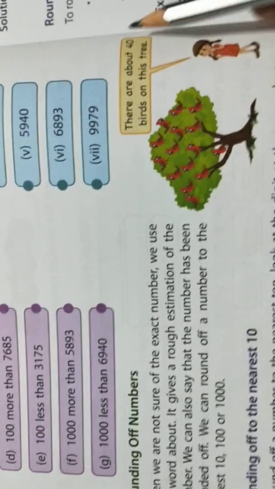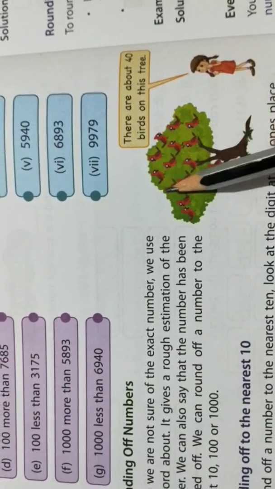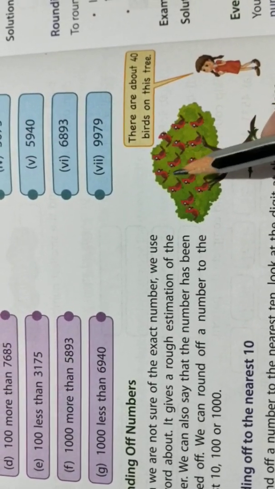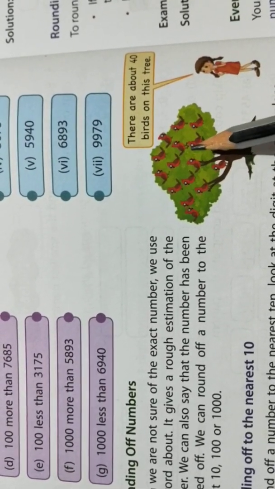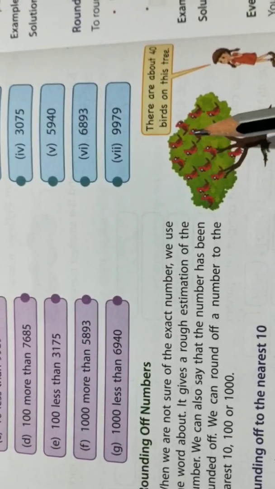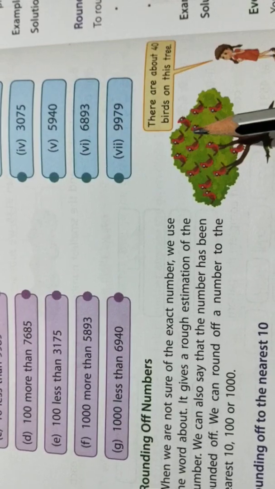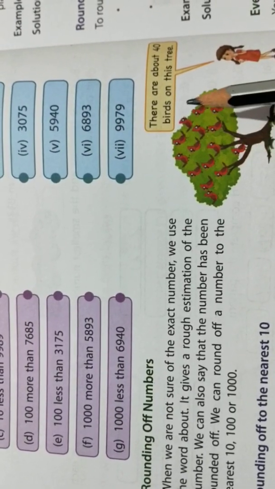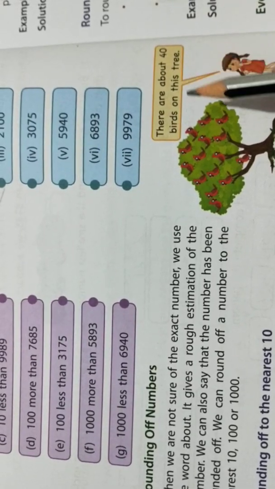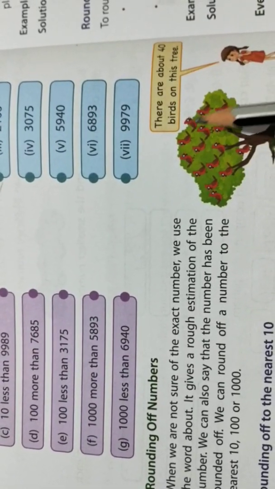You can see there's a tree and there are birds on the tree. If someone asks you how many birds there are on the tree, you'll say there are about 40 birds on this tree, since you are not sure about the number of birds on the tree.